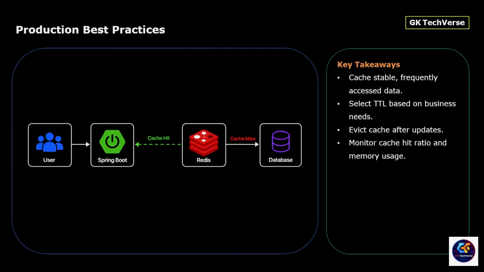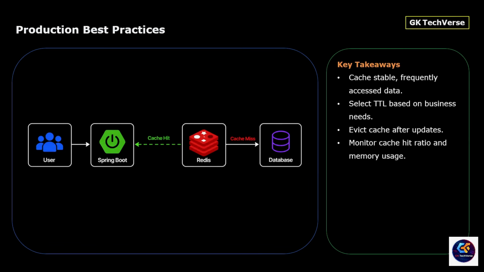Let's finish with a few production best practices. Not every piece of data should be cached. Cache data that is read frequently but changes infrequently. Examples include product catalogs, application configuration, user permissions, and search results. Avoid caching data that changes every second, such as payment status, account balances, or OTP validations.